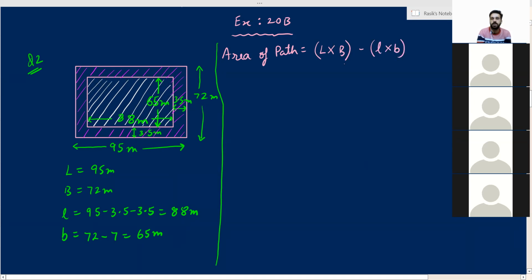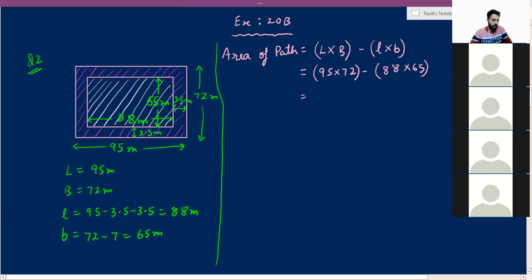Any doubt in the concept or any doubt till now in the question? No, sir. Everything is clear, everyone? Yes, sir, it is clear. Okay. Very good. 95 into 72 minus 88 into 65. What is the product? 95 into 72. Find the product. So 6,840. Sorry.